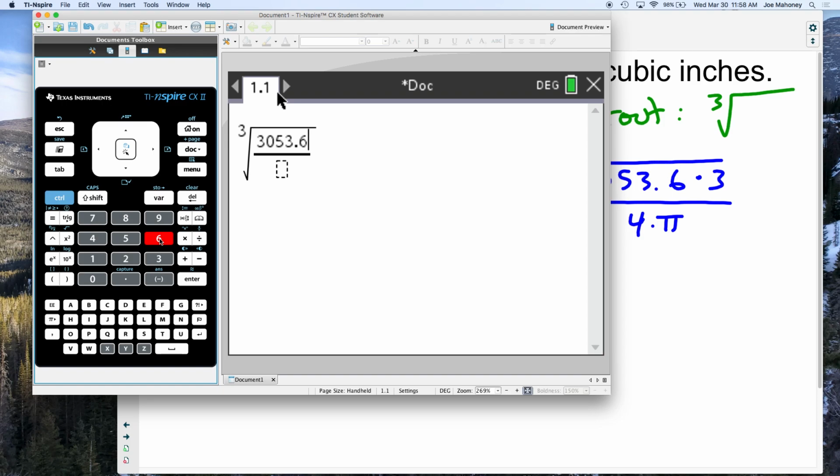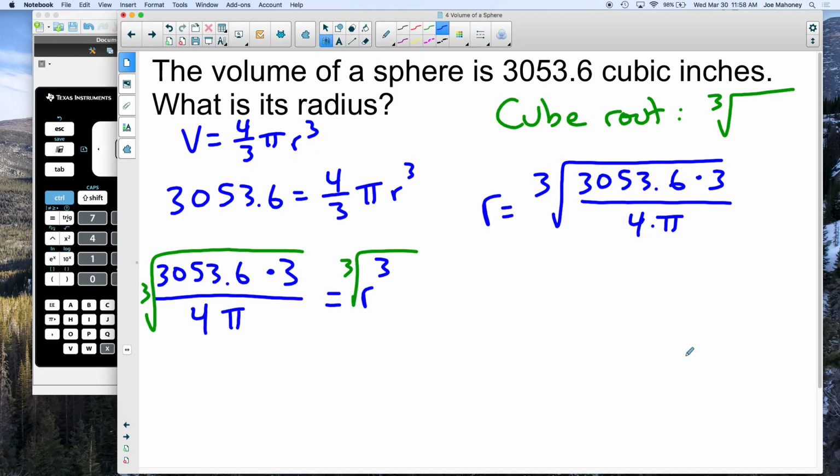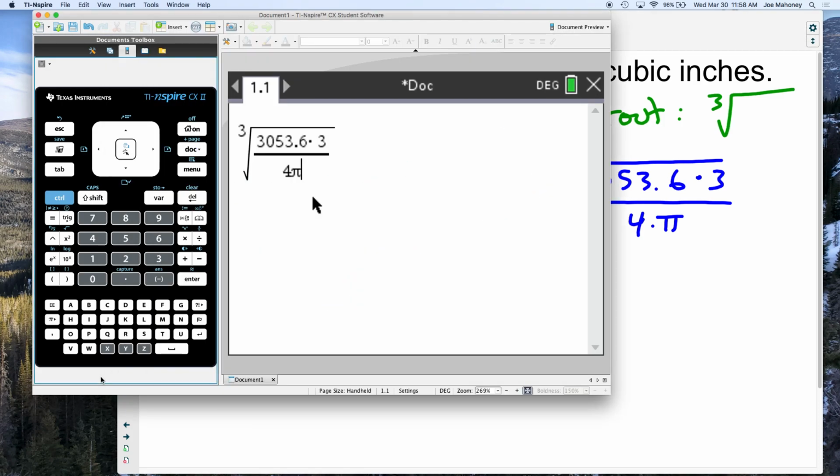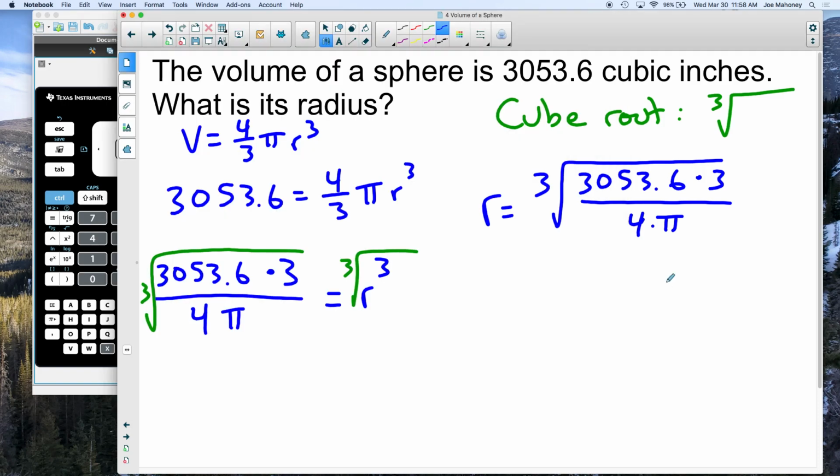3053.6 times 3, that goes on top. And if I'm going to divide it by 4 pi on the bottom, notice that this calculation looks exactly like the one I'm trying to do here. So when I press enter, that's going to give you my radius. It's 8.9999. Let's round this up to 9.